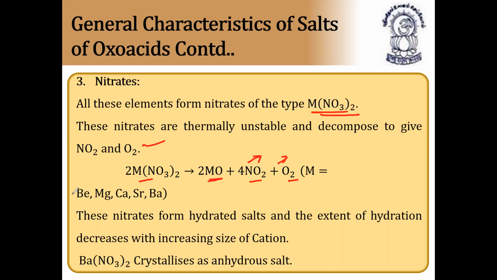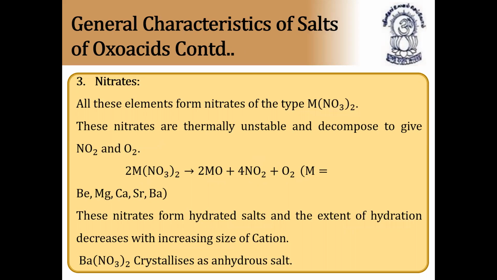So what are the elements we have? Beryllium, magnesium, all the elements of alkaline earth metals. These nitrates form hydrated salts, and the extent of hydration decreases with the increasing size of the cation. So barium nitrate crystallizes out as an anhydrous salt. Please note down.